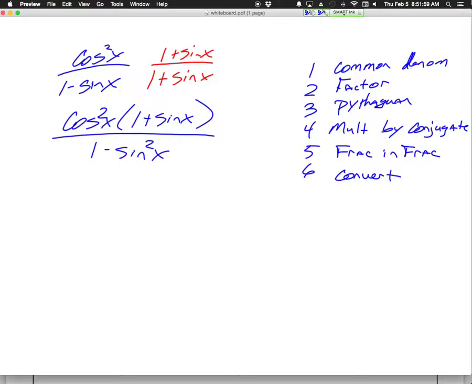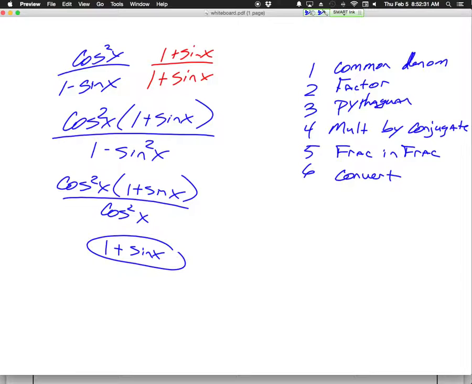Okay, now we see what do we have that we can do. Now we have a Pythagorean where I can take something big and turn it into something smaller. So I end up with cosine squared times 1 plus sine over cosine squared. So now hopefully you see why we didn't distribute. Okay, why did I not distribute? Because something's probably going to cancel as long as I don't distribute. So the cosine squareds cancel, and we end up with 1 plus sine of x.